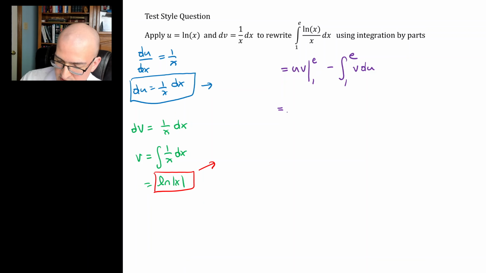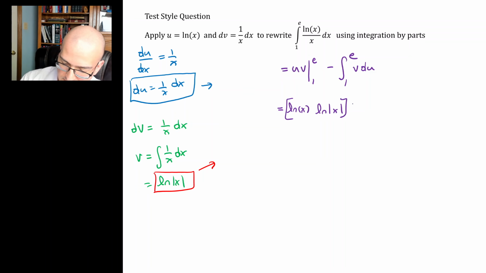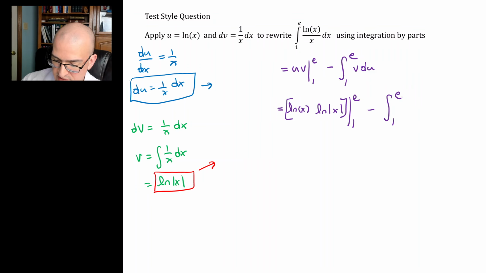So we have u, which is ln of x, times v, and v we found was ln absolute value of x. Might as well maintain the absolute values, not that they're going to matter, because we're going from 1 to e, and 1 and e are both positive numbers. We're not spanning over any of the negative x values. Minus the integral from 1 to e of v du. So v is ln of absolute value of x, du is 1 over x dx.